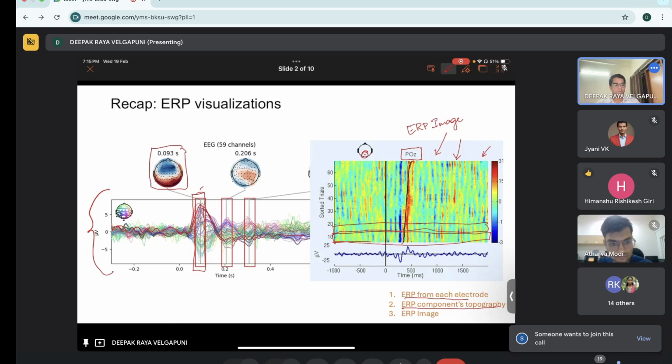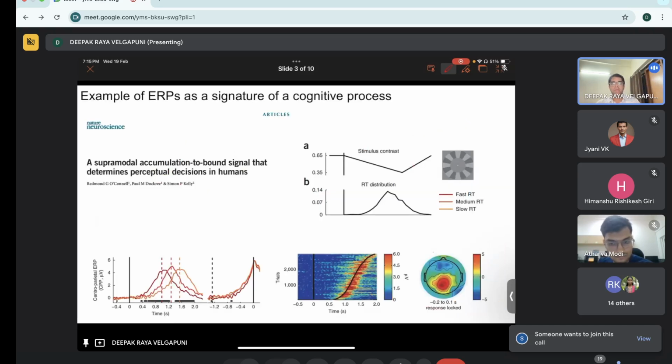So now here is one example of how ERPs can be used as a signature of a cognitive process. This is the paper from which I'm going to discuss some of the results. Here you don't have to make sense of this title.